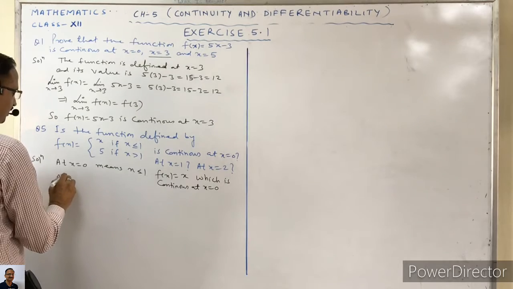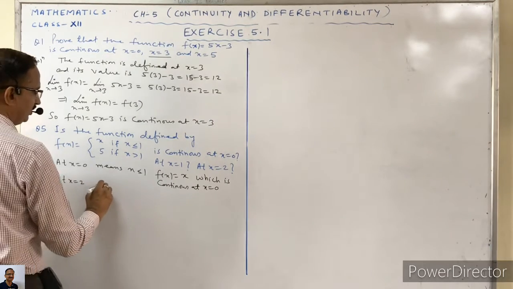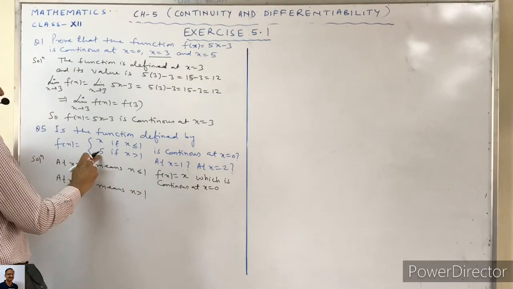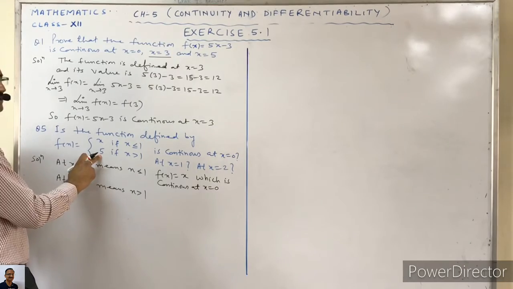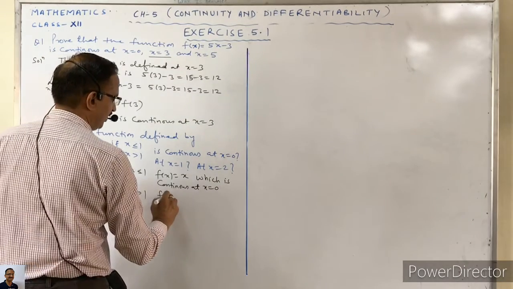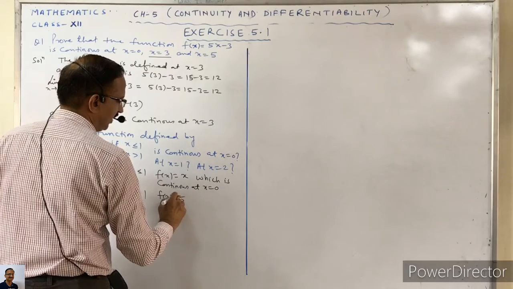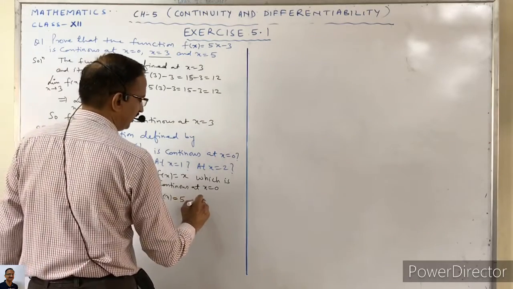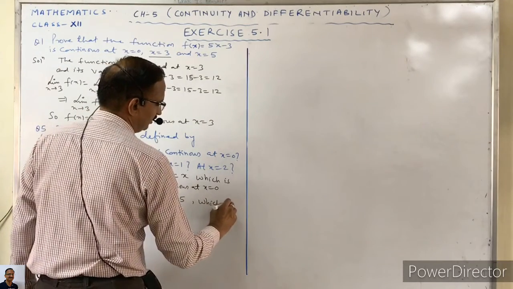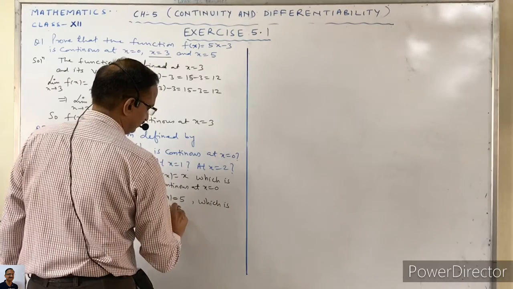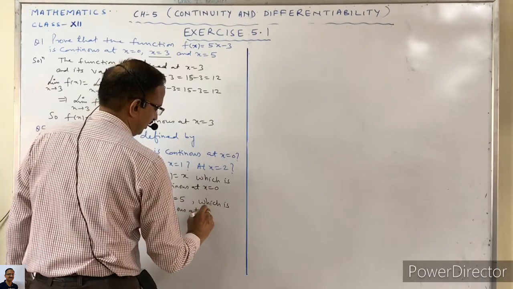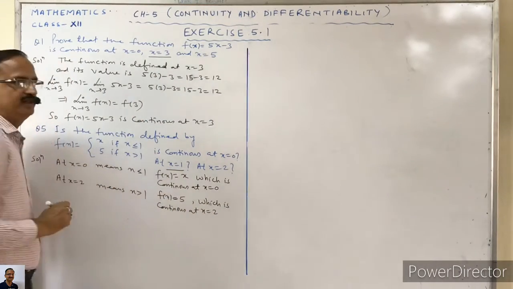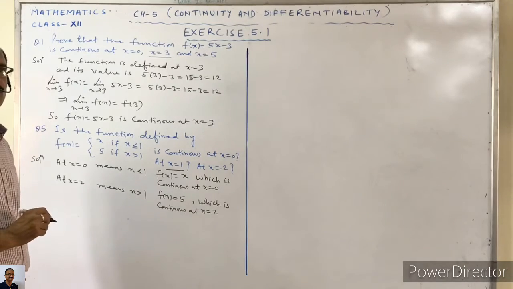Now at x equals to 2, x is greater than 1. So the function is 5, that is a constant function. So f(x) is 5, and as we know that the constant function is always continuous, directly I am writing, continuous at x equals to 2. Now we will check the continuity at x equals to 1.